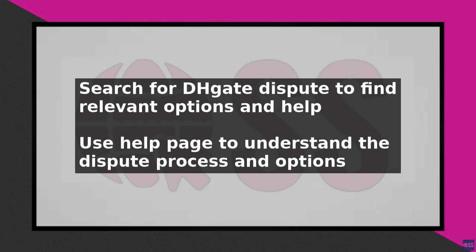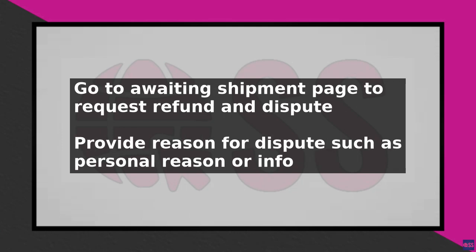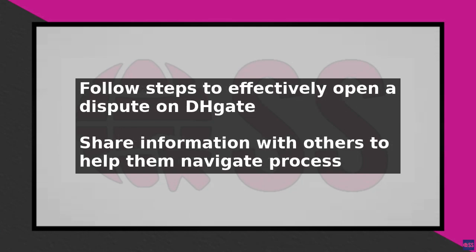To initiate a dispute, you can search for Dhgate dispute, which will provide you with relevant options, including a help page that outlines the process. On the Awaiting Shipment page, you can also request a refund and open a dispute. Be sure to provide a reason for the dispute, such as a personal reason or other relevant information. By following these steps, you can effectively open a dispute on Dhgate.